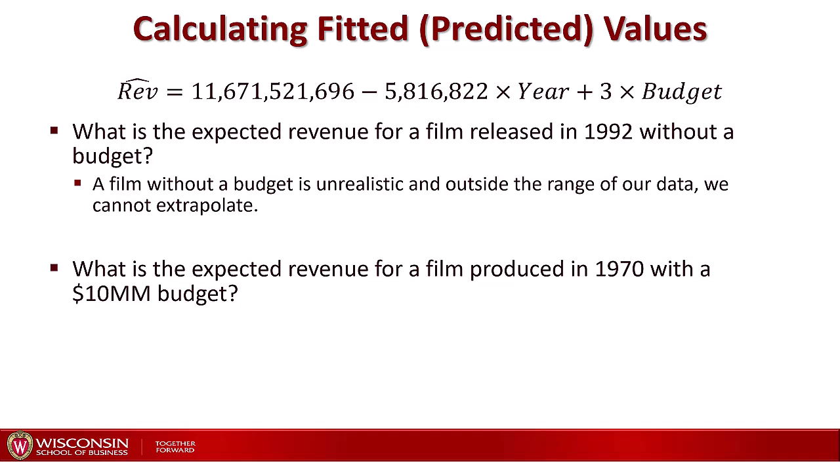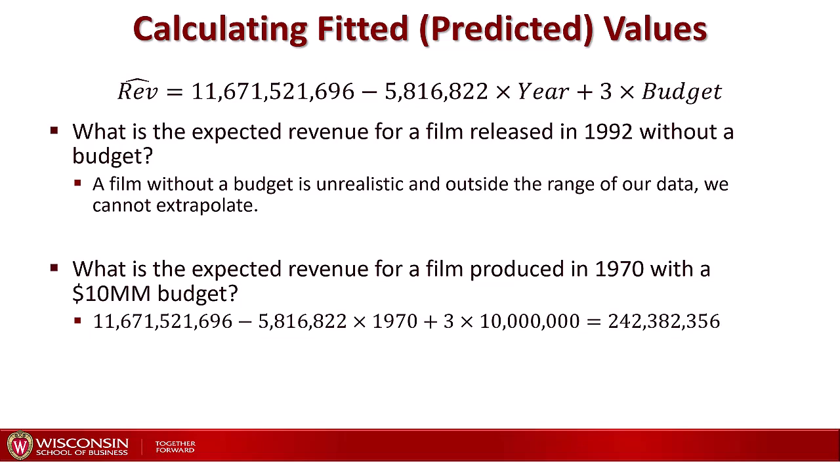What is the expected revenue for a movie produced in 1970 with a $10 million budget? So we just take our regression equation, we replace the year by 1970, and we replace the budget by 10 million. Then we take our favorite software, whether it's Excel, R, or a scientific calculator, and we find that the result is approximately 242 millions.